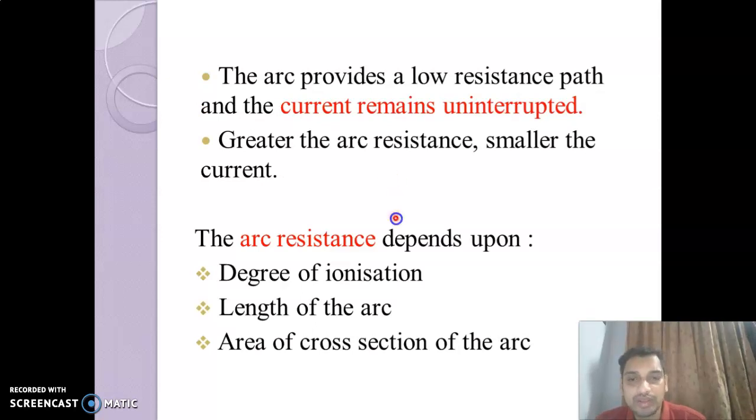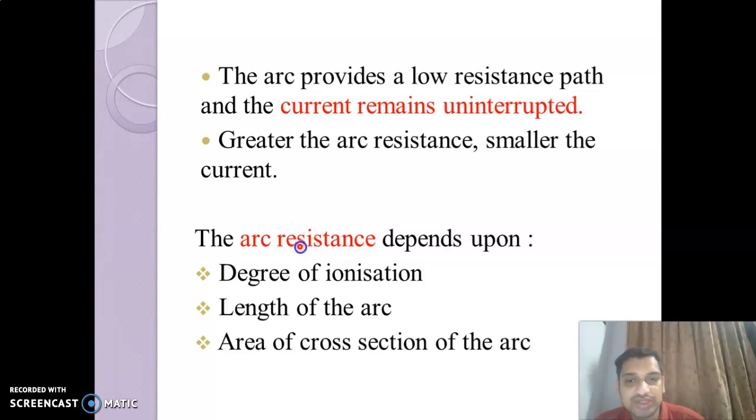So we know that the circuit breaker's duty is to extinguish the arc as soon as possible, within the shortest time. The arc resistance is actually very low. That's why the current keeps flowing through the circuit breaker. So we need to increase the arc resistance. Only then can we interrupt the circuit or interrupt the current.